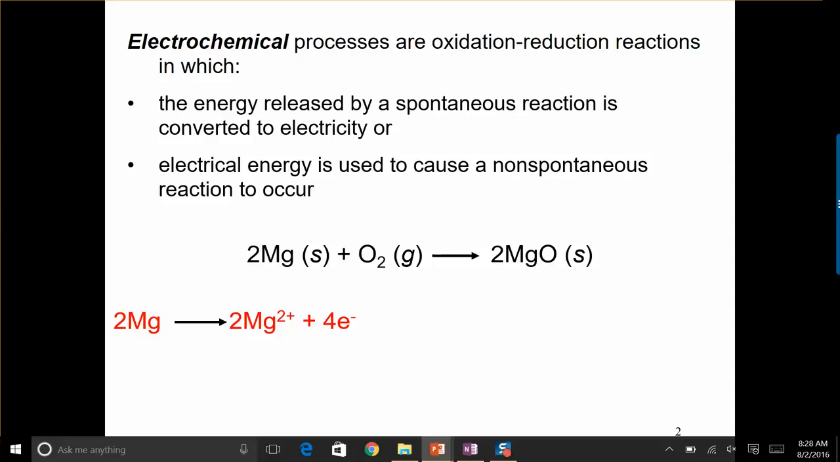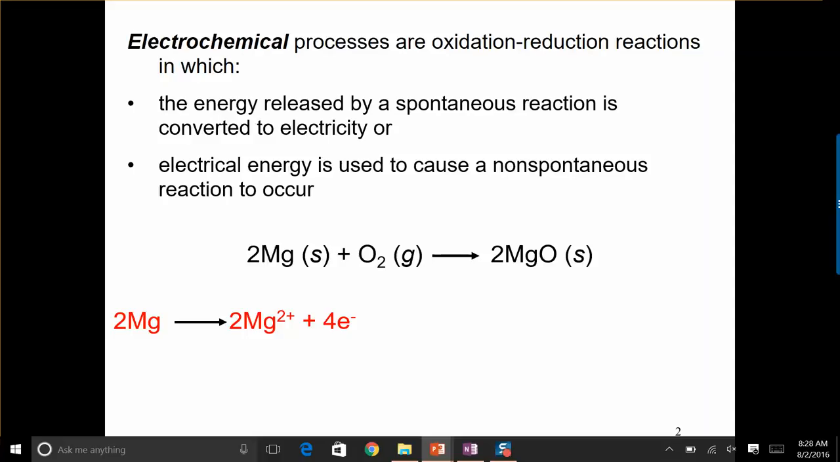Would you agree? Because oxygen has a -2 charge, I can predict that from the periodic table, right? Oxygen, because of its position on the periodic table, will gain 2 electrons and become -2 charged. So if it's with magnesium, I can also predict the charge of magnesium. Magnesium's an alkaline earth metal, it has 2 valence electrons. It's not going to hold on to those 2 valence electrons. It's going to lose them and become magnesium 2+.